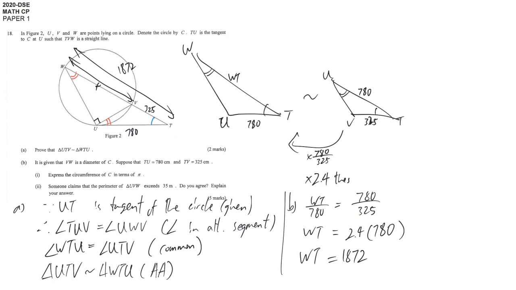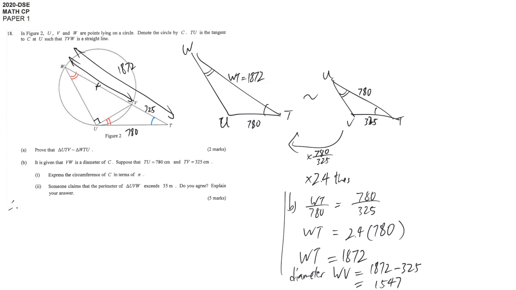That means WV alone, the diameter, WV is equal to 1872 minus 325, 1547. Therefore, the circumference that we learned in primary school is pi times diameter. So pi times 1547 is 1547 pi cm. Someone claimed something about the perimeter of triangle UVW.